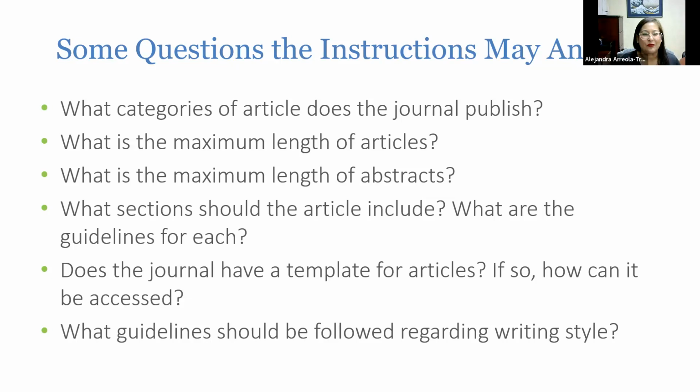You can find what is the maximum length of the abstract. Usually they're going to be somewhere between 250 and 300 words. The sections that the article includes, in what order, and what are the guidelines for each section, whether you can write in the passive voice or the journal prefers the active voice, or even the spelling. If you're going to use British English or American English, some journals do have requirements for that. If the journal has a template for articles that you should use, and if so, how can you access it? And as I mentioned, the guidelines for writing style, whether they want you to use British spelling or American spelling or whatever.